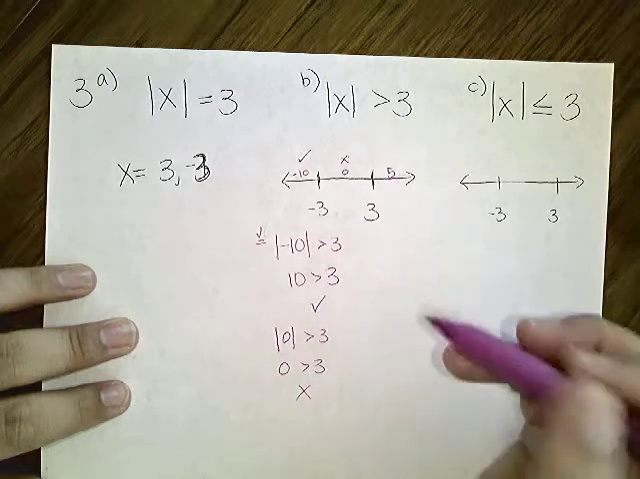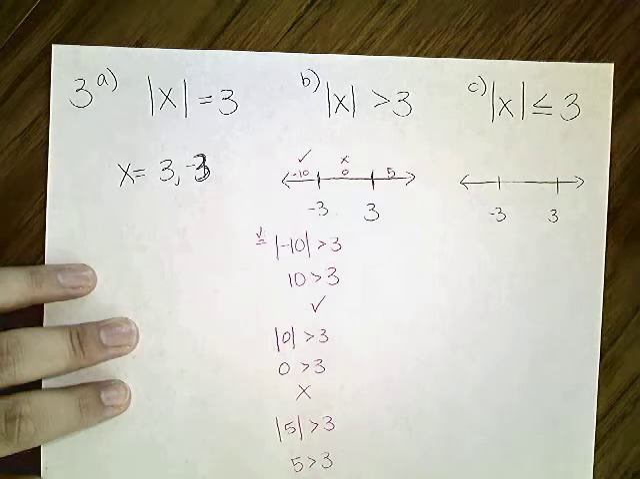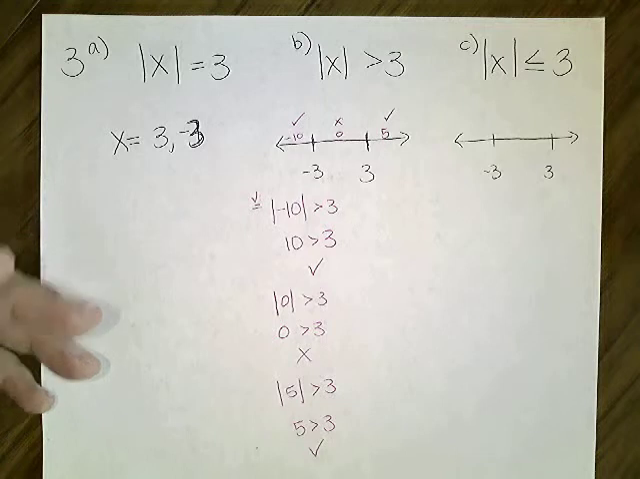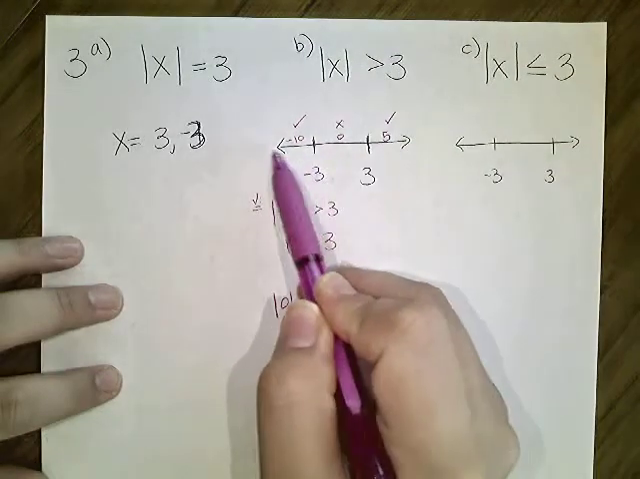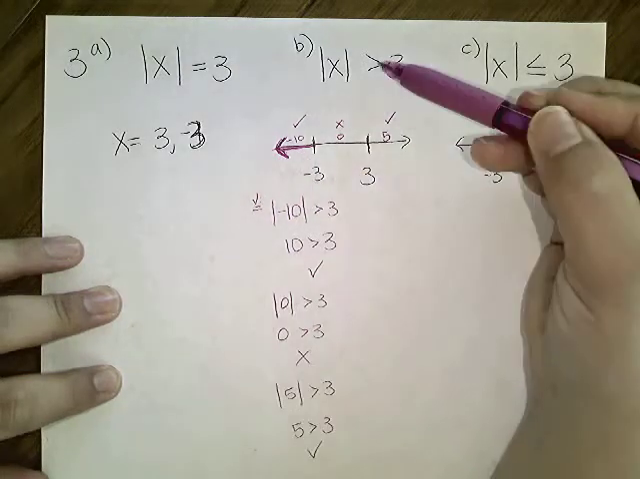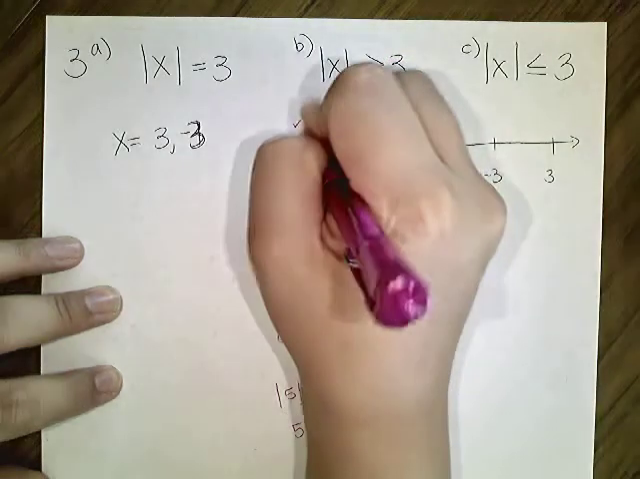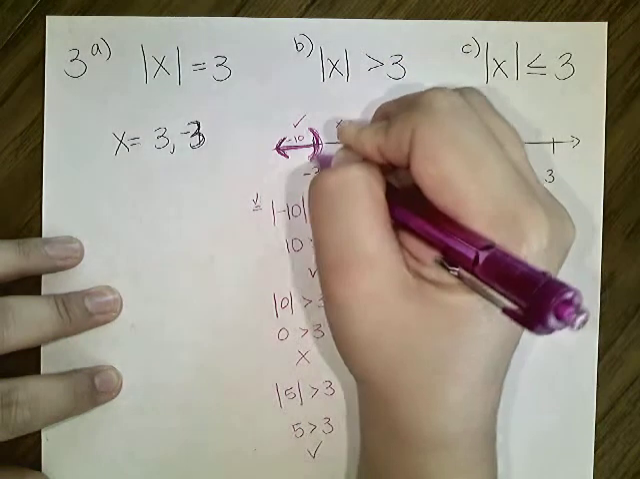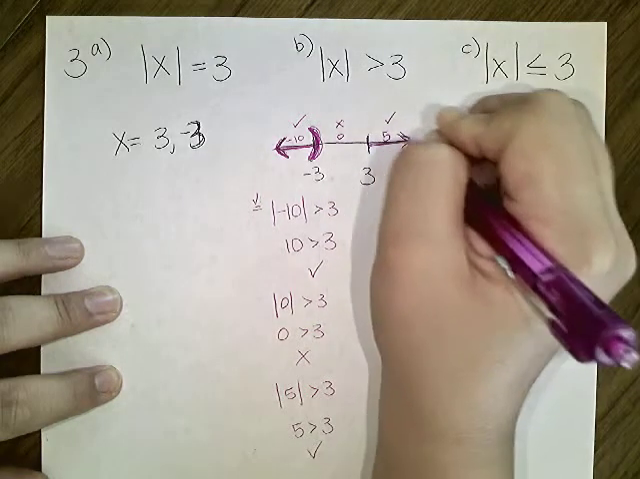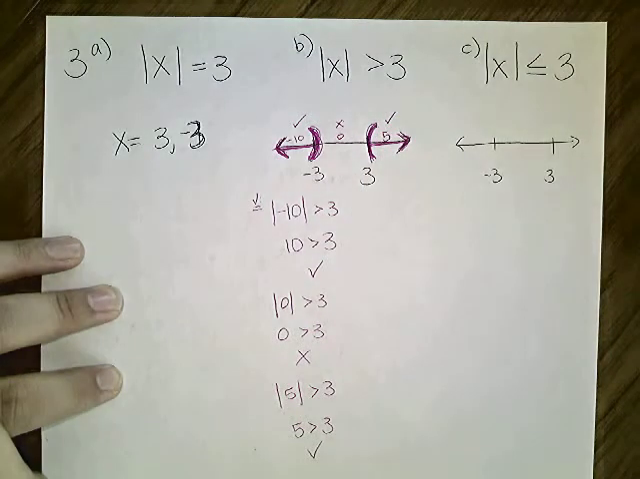Then we choose 5. The absolute value of 5 is greater than 3, and is 5 greater than 3? Yes, so that's also going to be a solution. If we look at this, everything to the left of negative 3 is a solution. We have a greater than symbol, versus greater than or equal to, so we're going to use a parentheses here. And everything to the right of positive 3 is also going to work, so we shade our right-hand side and use our parentheses again.